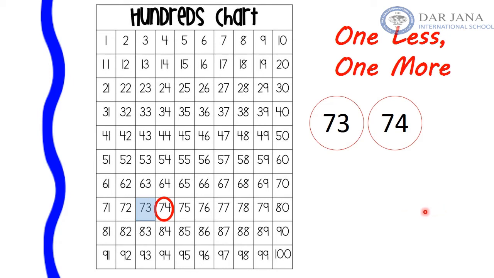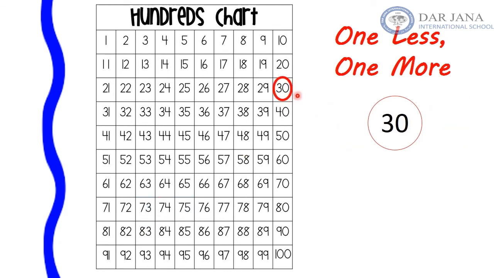So when it's on the right side, we sing again together. When we go back to the hundreds chart, to the right, one more, one more. So the number that is 1 more than 74 is, that's right, it's 75.